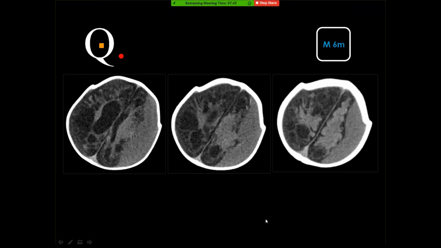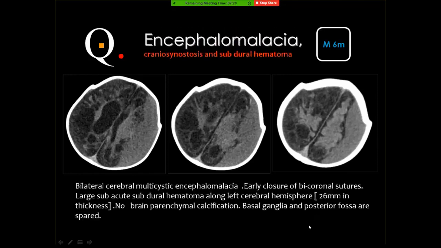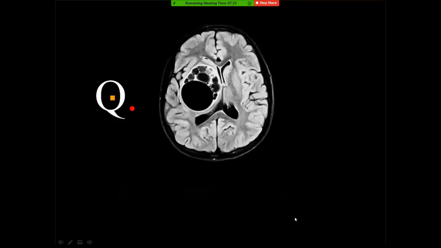Subdural hematoma on the left side. Yes, and this is subacute subdural hematoma. The brain is atrophic. There are multiple areas of cystic encephalomalacia, together with a big collection overlying the surface of the brain and displacing the brain tissue inside.